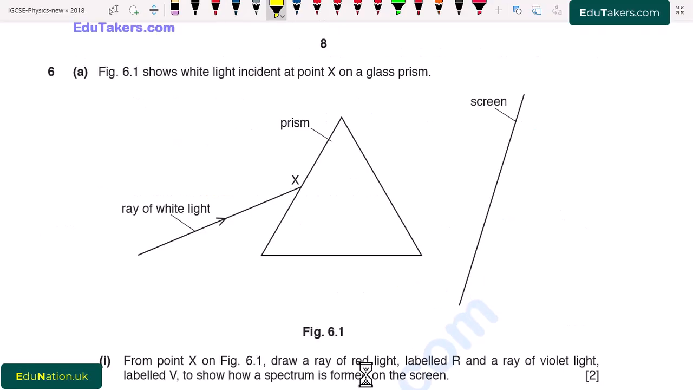Question number 6. Part A. Figure 6.1 shows white light incident at point X on glass prism. So here is a figure 6.1. We can see that there is a glass prism and a ray of white light is incident at point X on the prism, and there is also a screen that is placed on the other side of the ray of white light.